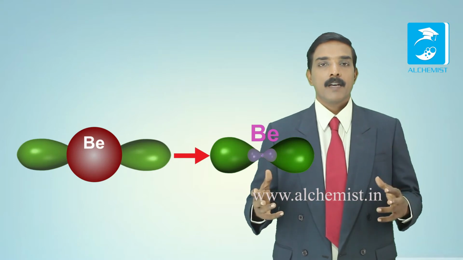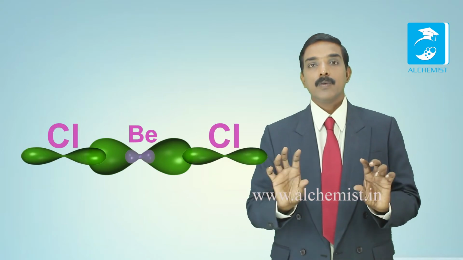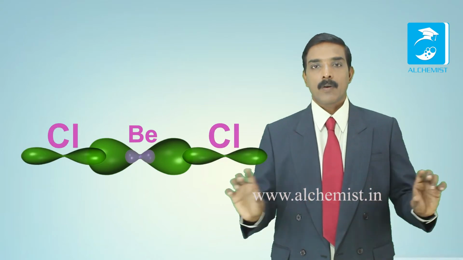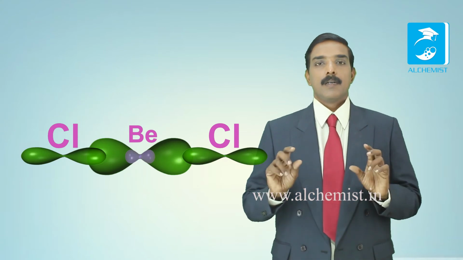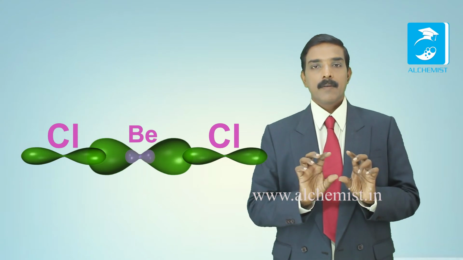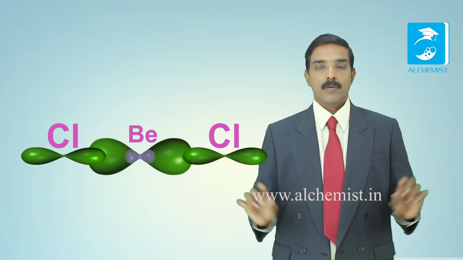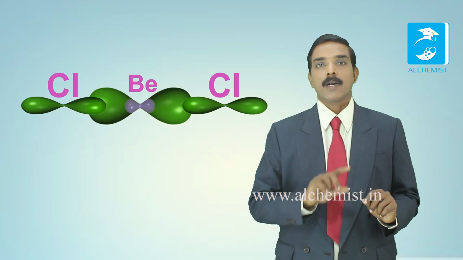These sp hybrid orbitals can overlap with the half-filled p orbitals of two chlorine atoms to form two identical beryllium chlorine bonds. Thus, beryllium chloride is a linear molecule with a bond angle 180 degree.